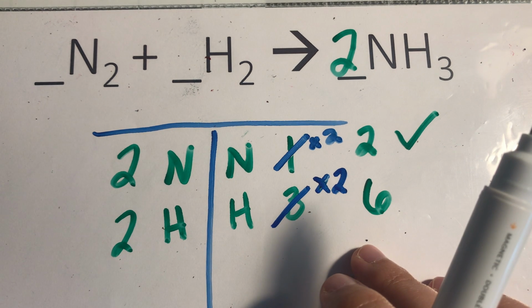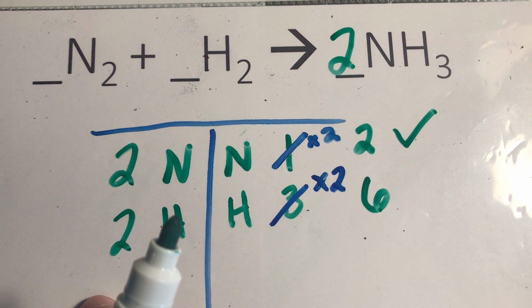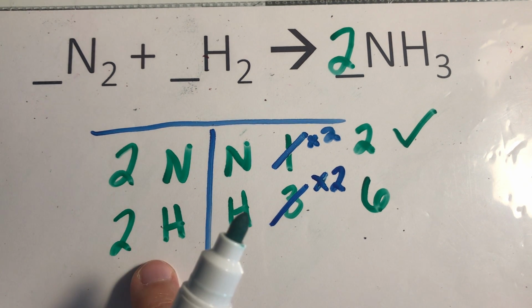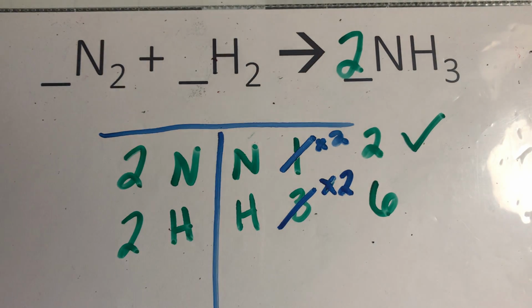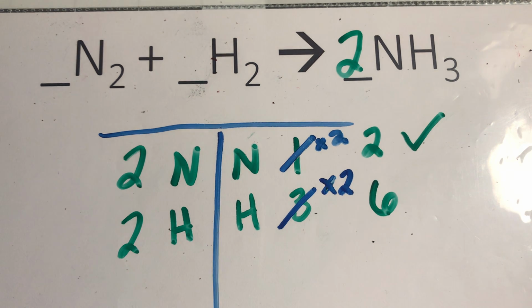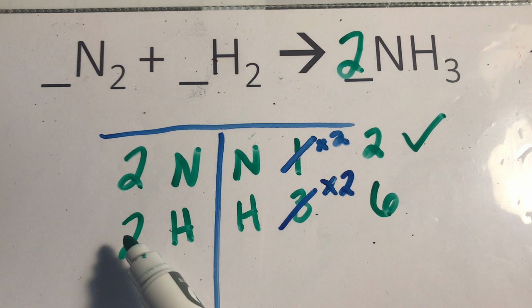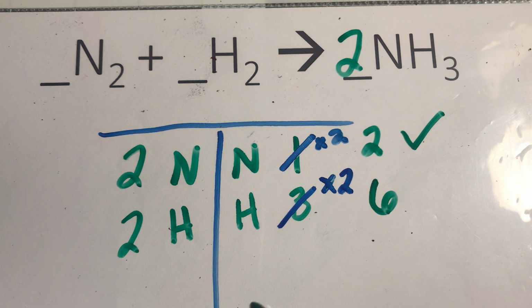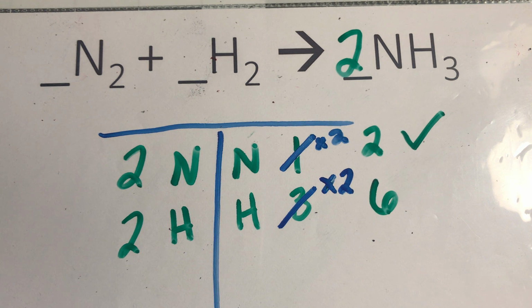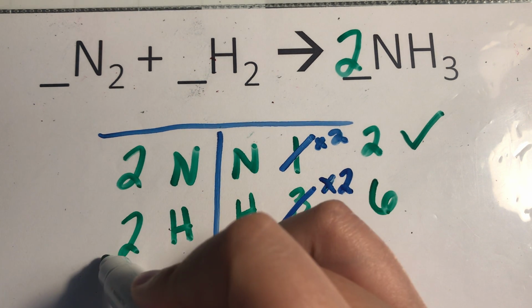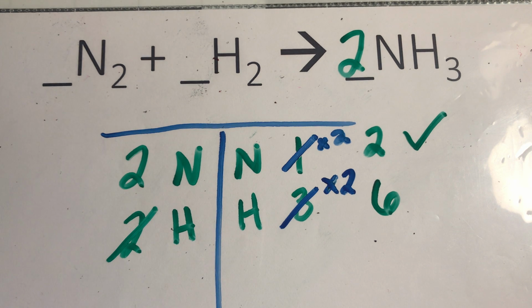So I have to start to think, what can I do, okay, to this hydrogen? Because luckily for us, we have elemental hydrogen. It's by itself, so we can manipulate it individually, right, separate from the nitrogen, okay? So what I'll do is I'll simply multiply it by a factor that will now match the number of hydrogens on the other side.